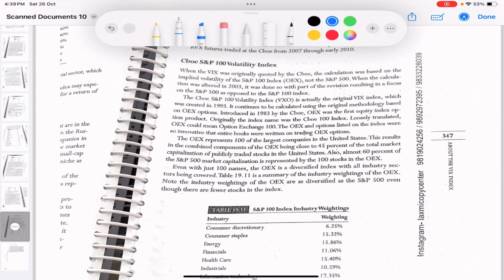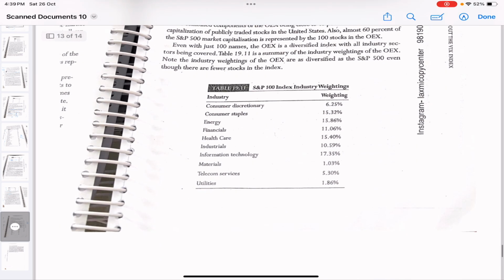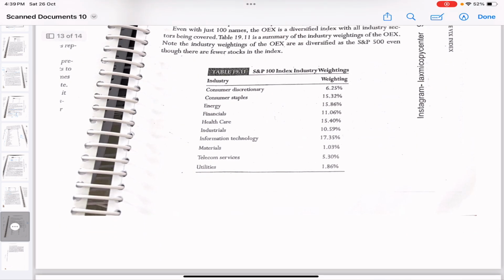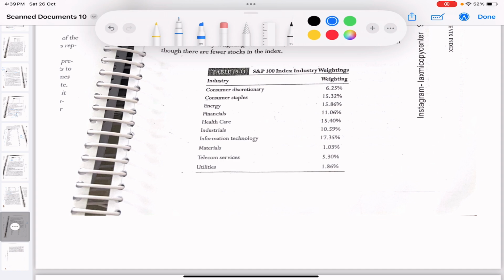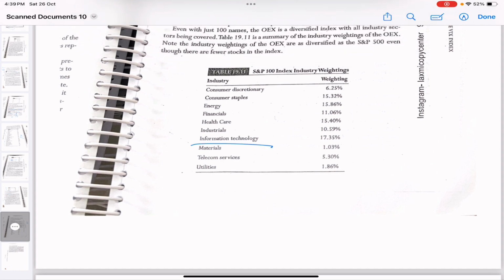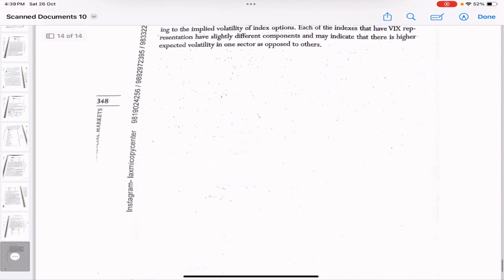Okay, and then we have the CBOE S&P 100 volatility index. This one basically has the S&P 100 instead of the S&P 500, and it gives you this particular index. One thing to keep in mind is that OEX basically represents 100 of the largest companies. Okay, so every single index has a different criteria on the basis of which they have the stocks. You can see S&P 100 here. The highest weightage is taken by IT again, and similarly IT in the previous one.